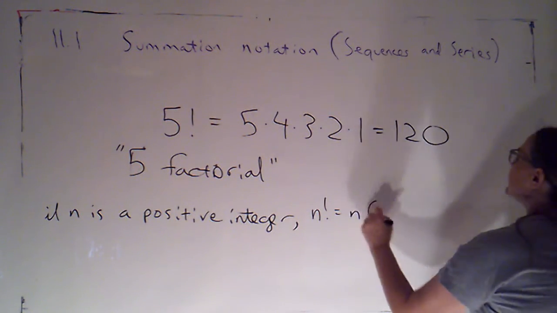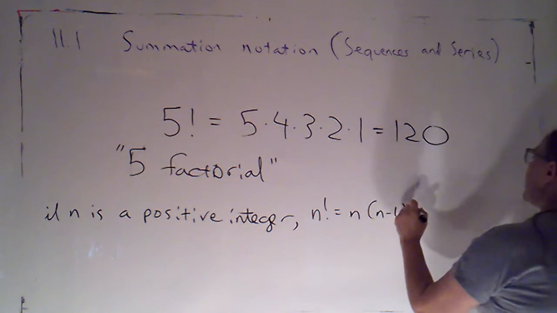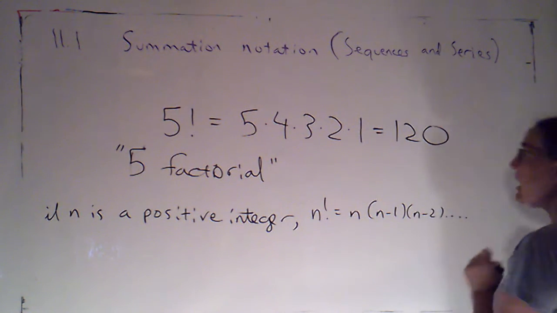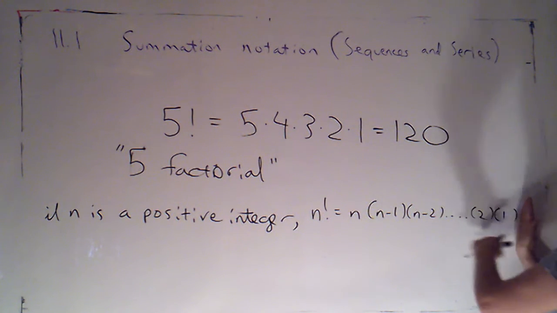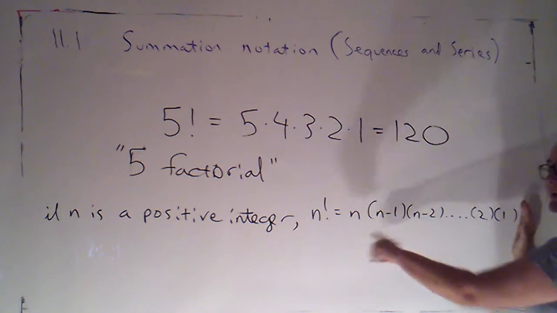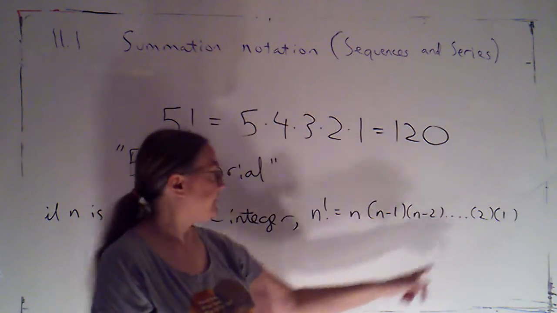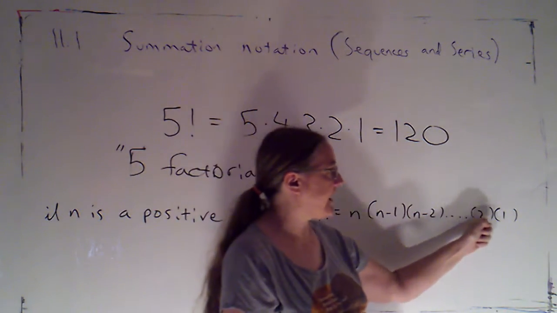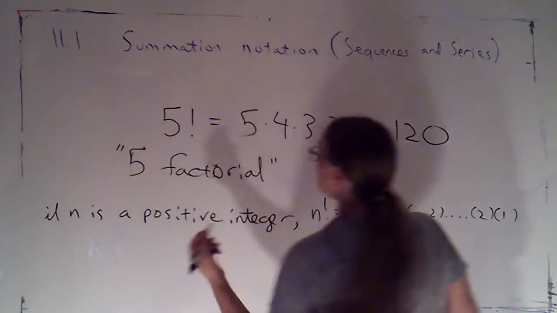N times the next smallest integer, n minus 1, times the next smallest integer, which would be n minus 2, and we just keep going until we get down to 2 times 1. Now, when I write this, I actually wrote 5 specific factors here. That doesn't mean that n has to be at least 5. Okay, this is just establishing the pattern. I start at n, I multiply by the next smallest integer, I keep going until I get all the way down to 1.